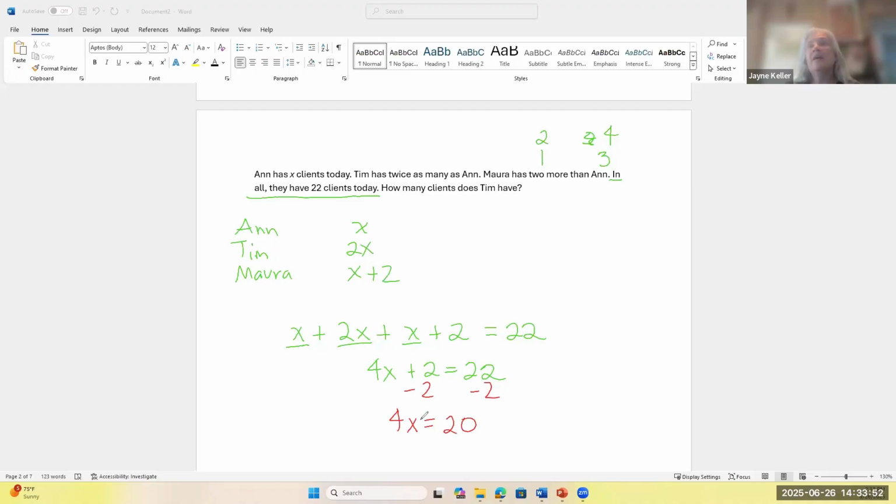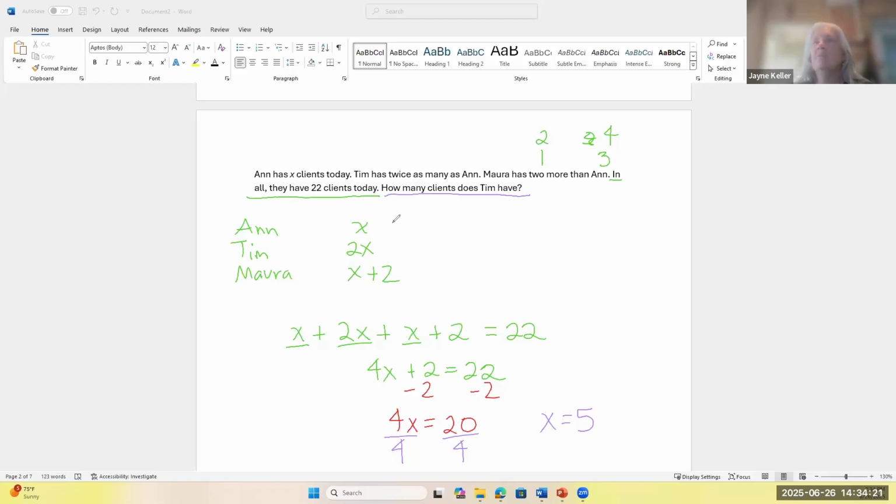And now we can do that last step. We have 4 times x, so we're going to divide by 4. And then the 4 in the numerator cancels with the 4 in the denominator, and I have x on the left side. 20 divided by 4 is 5 on the right side. Now, am I done? Well, it didn't say what's x. It said, how many clients does Tim have? So first I'm going to go back here and figure out how many each of them has.